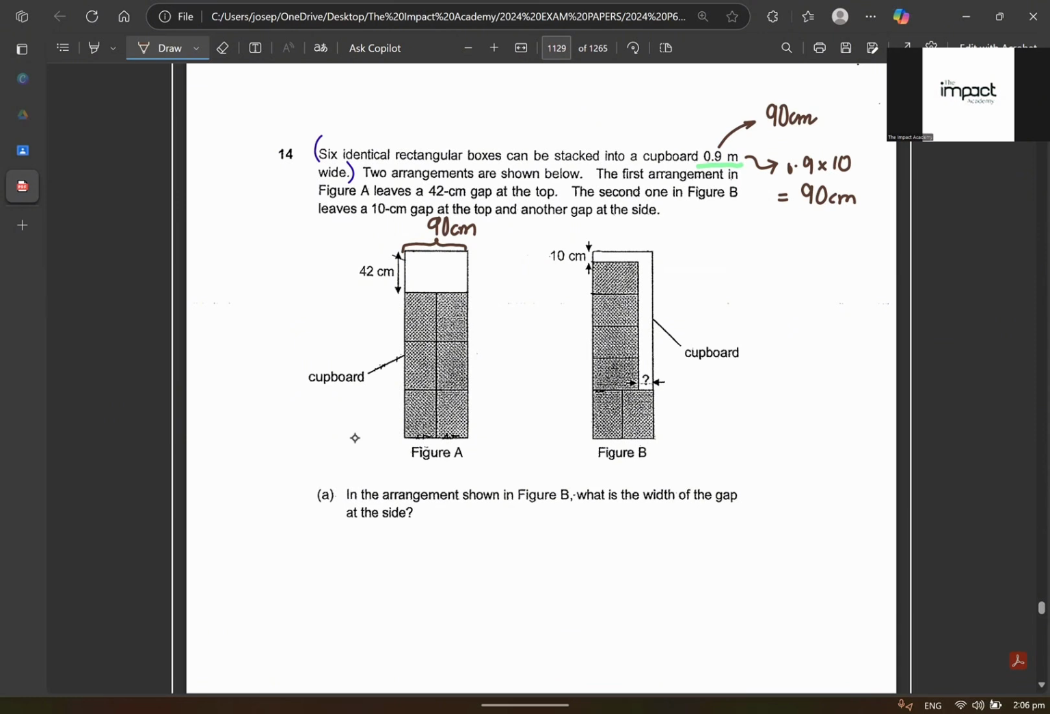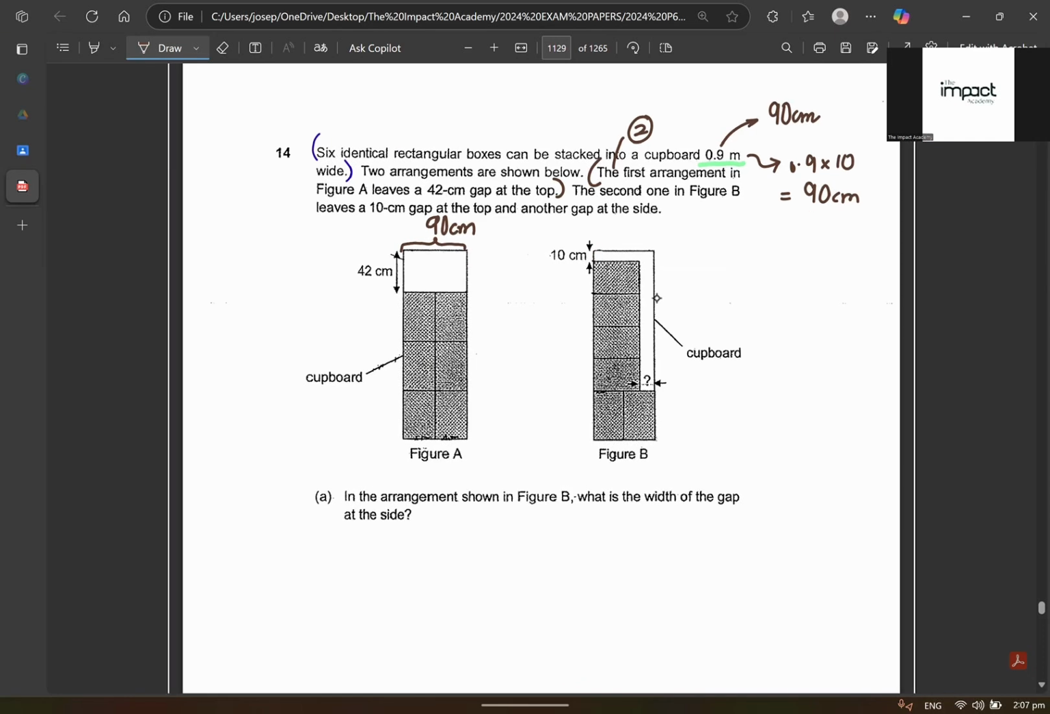What I want to do next is read the second sentence. As you can see, sentence number two: the first arrangement in figure A leaves a 42 cm gap at the top. So this is the 42 cm gap. The second one, in figure B, leaves a 10 cm gap. So this 10 cm is this part over here. I know it can be a bit confusing because of the arrow, some of you may think it goes all the way until here. No, it's not. It is just this small little part here.